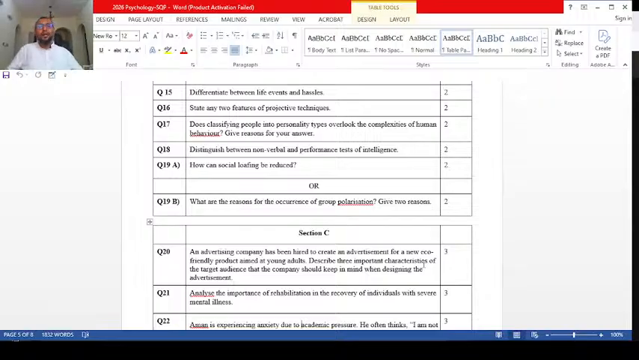Now, what are the reasons? Because they are interacting with each other, because of group polarization, people take extreme decisions. When individuals are alone, they may not take an extreme decision, but when they are in the company of like-minded people, they will take extreme decisions. So extreme cohesiveness is one of the reasons, and groupthink is actually the major reason. So it's clear to you people. Let's move on to Section C.